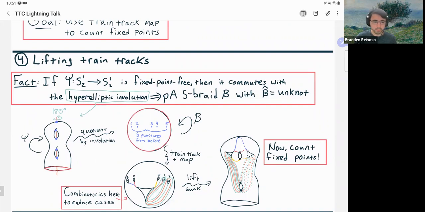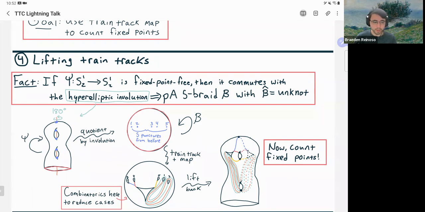The first trick that we need is it turns out that if you have any map on the genus 2 surface with one boundary component which is fixed point free, then it has to commute with the hyperelliptic involution. In particular, you can quotient by that involution and get out some map on the disk with 5 punctures. But a map on the disk with 5 punctures is just a 5-braid. And because the map you started with was pseudo-Anosov, your 5-braid should be pseudo-Anosov too. And because the map that you started with is the monodromy of some fibration of some knot in S^3, the closure of your 5-braid as a knot should be the unknot in S^3.